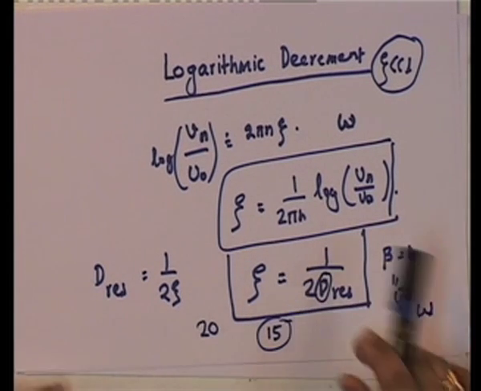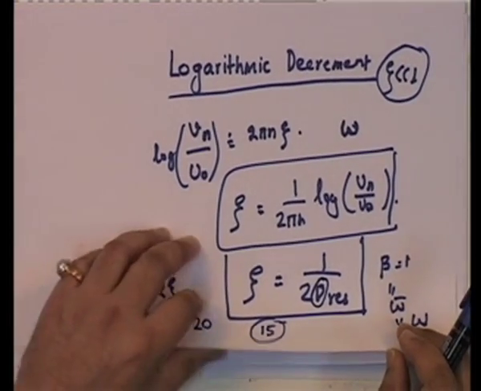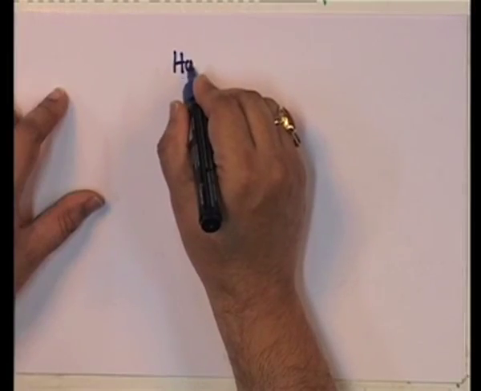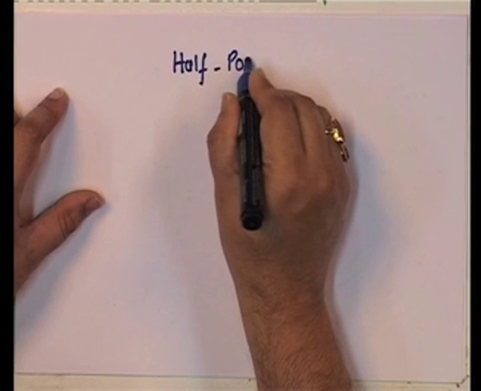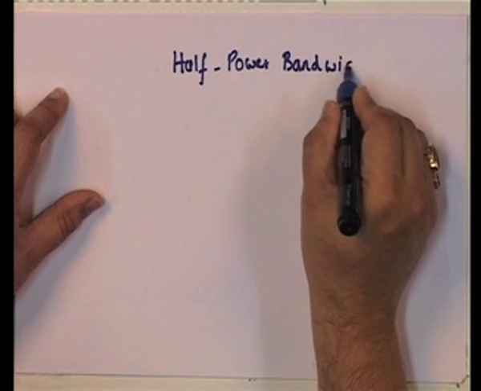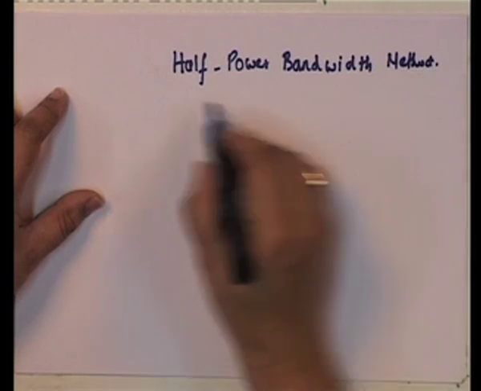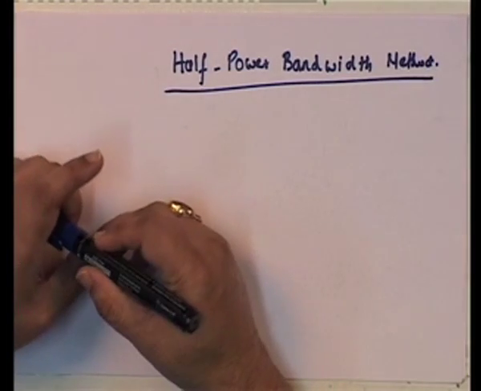So both these methods, although in principle they are very good, in reality are not very good, and that is the reason why we tend to use what is known as the half power bandwidth method. What exactly is this method?